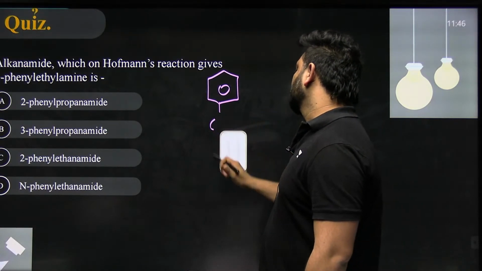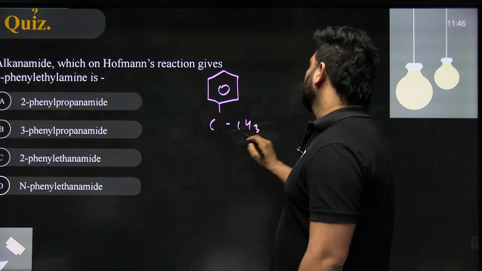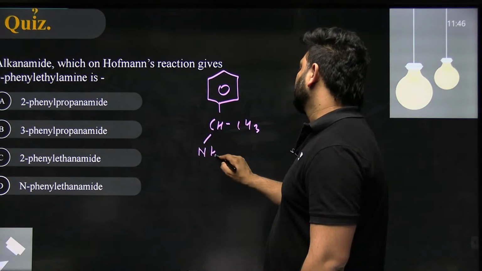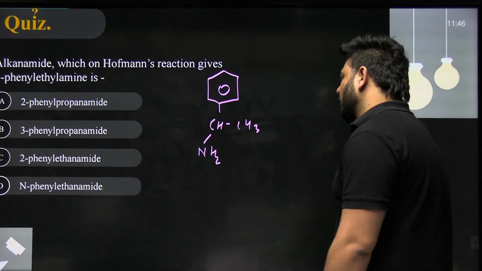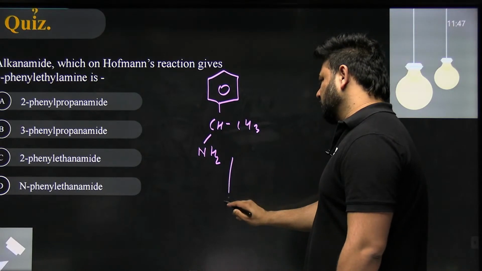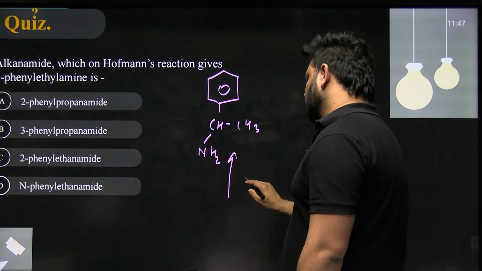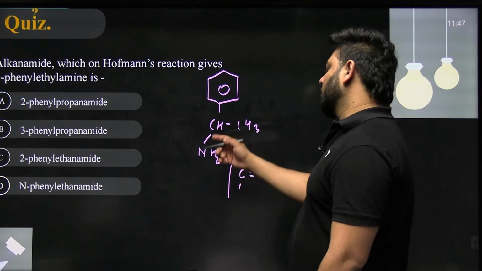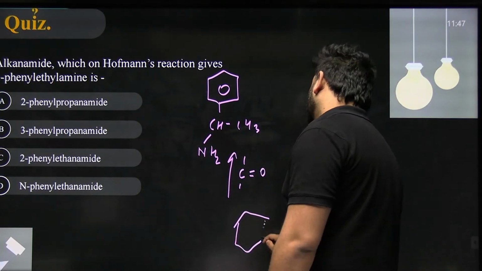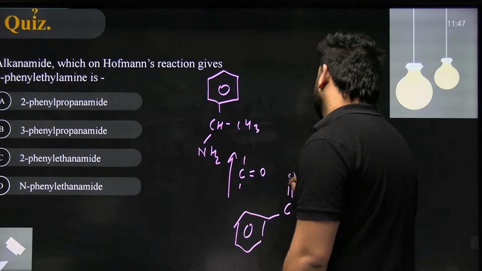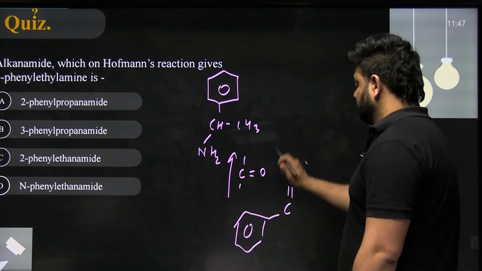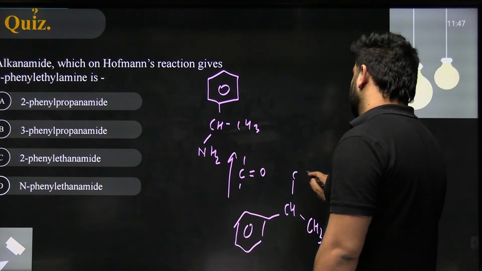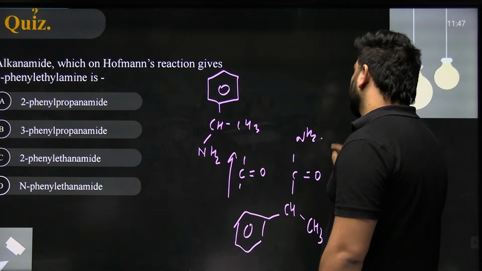This is 1-phenylethylamine. So CH3 here, and this is CH, this is NH2. From where are we making it? Just introduce one C double bond O group over here, then it will become like this. So this is an amide now.